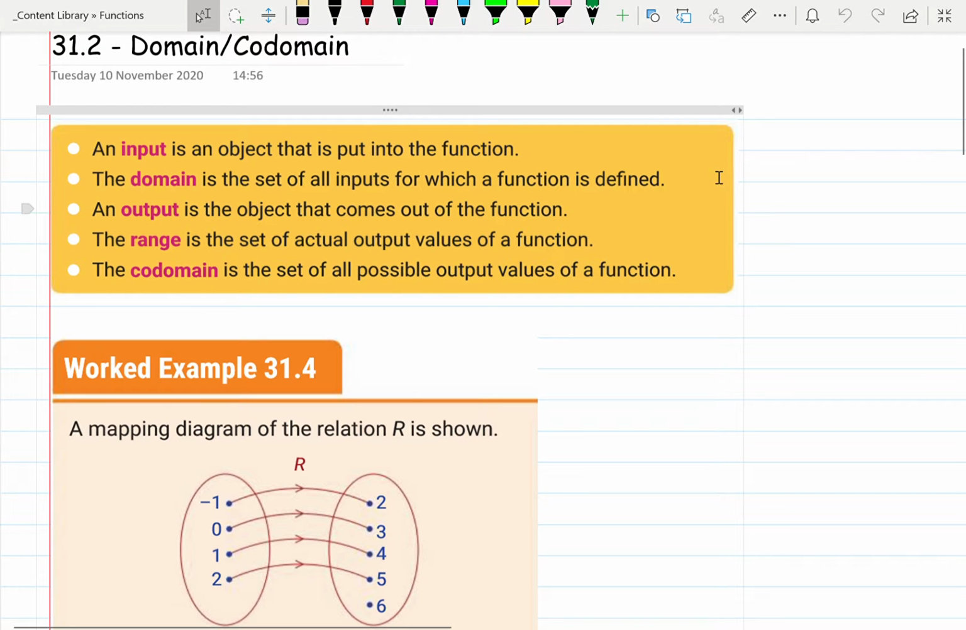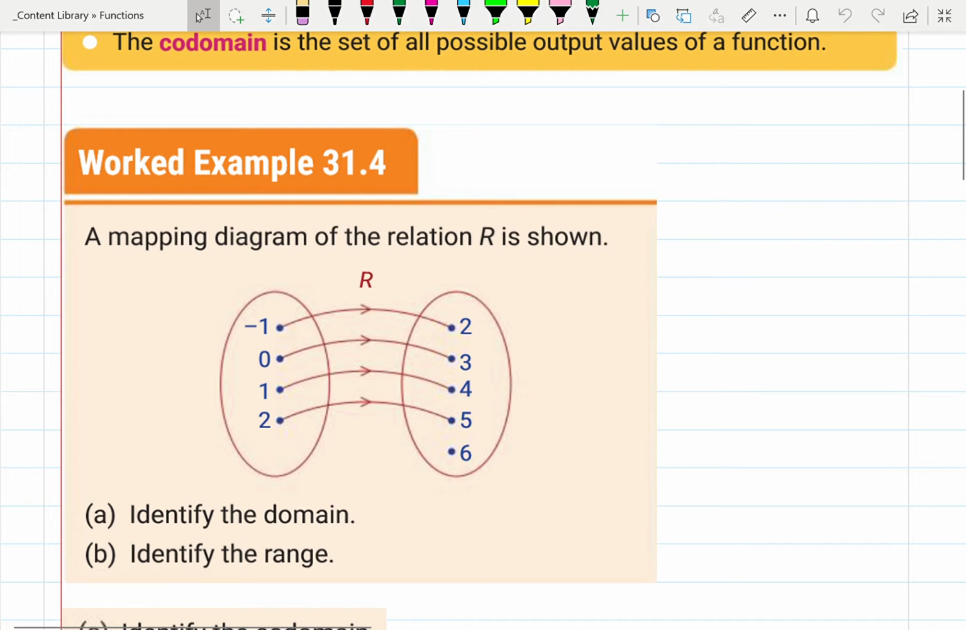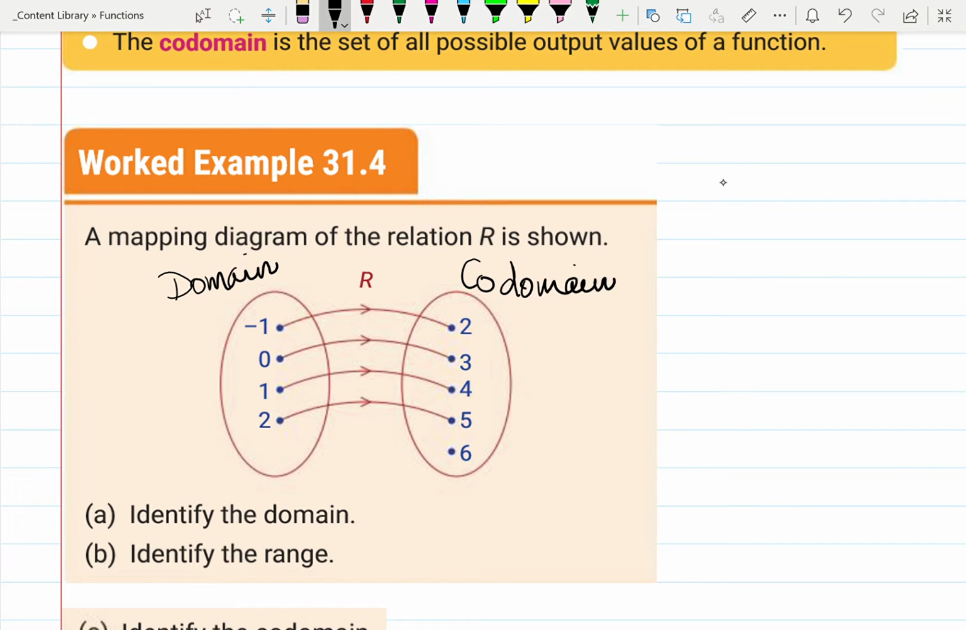So the domain is, in a function like this, the domain is the first set. Okay, so you've heard me use that word before. So this is the domain. And the codomain is the second set. It's the set of all the possible outputs, whereas the domain is the set of all the inputs.